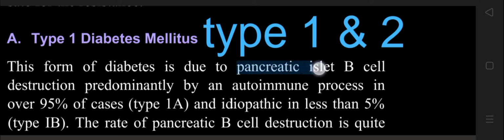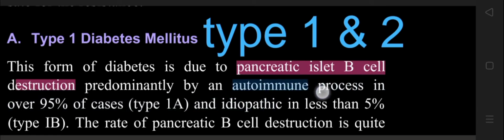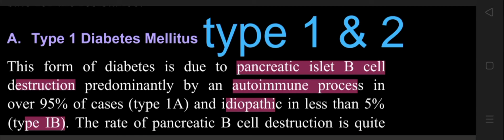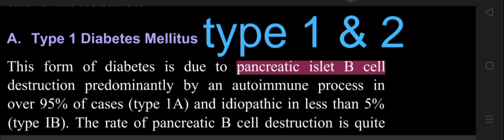And what if pancreatic islet beta cells are destroyed by some other means, with no involvement of the autoimmune process? If autoimmune is not involved and some other genetic factors are actually causing the destruction of the beta cells, then in that case that patient is idiopathic, or you can say type 1B diabetic. Type 1B diabetic.